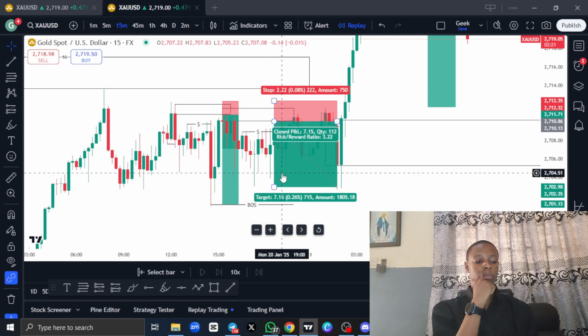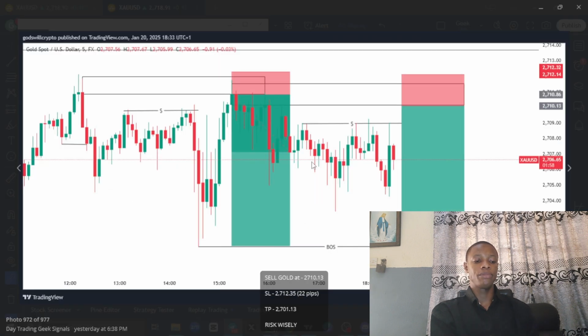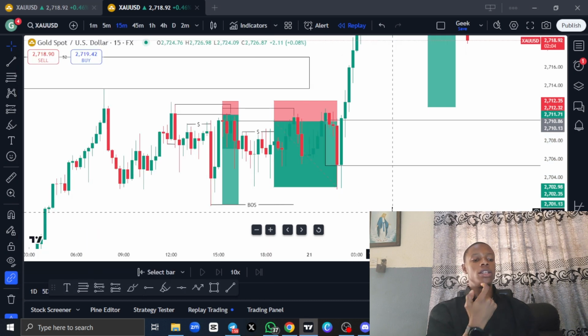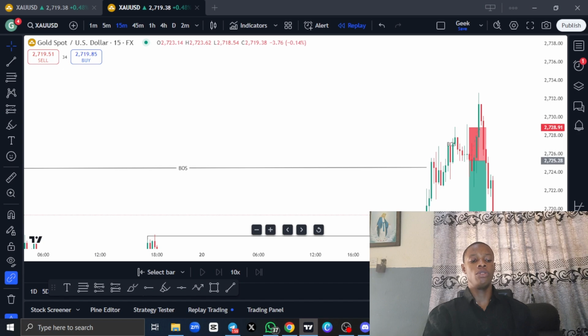Take a look at the setup right here. It gives us 1:3 risk to reward ratio, and take a look at the setup on my TradingView. It's the same thing right here. Our stop loss is about 22 pips, right? And the trade gave us about 71 pips. Simple. That was the trade I sent out yesterday.